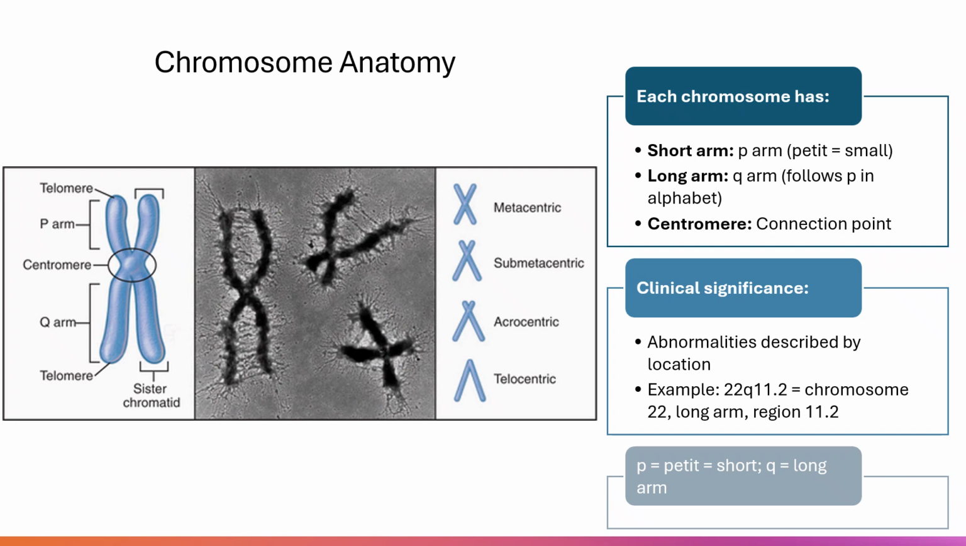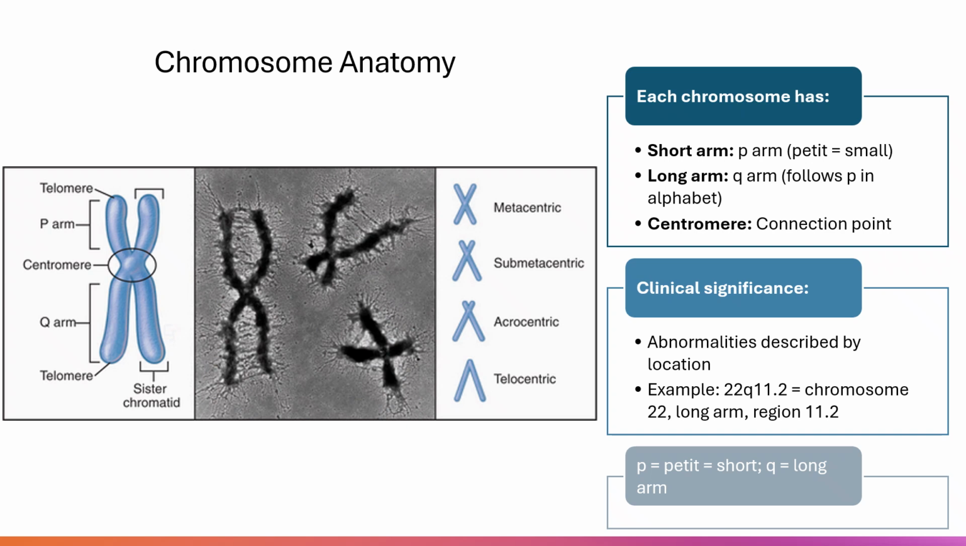The consistency matters tremendously. When any laboratory reports a deletion on 5p, every clinician knows they're referring to the short arm of chromosome 5. The centromere serves as the chromosome's connection point, where sister chromatids attach during cell division, and where spindle fibers grip to pull chromosomes apart. Centromere position varies among chromosomes, creating their characteristic shapes. Some chromosomes, like 13, 14, and 15, have centromeres very close to one end, acrocentric, while others, like chromosome 1, have more centrally located centromeres, metacentric.